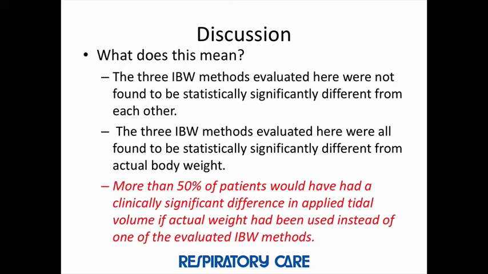But the first really important thing, as I mentioned earlier, is that in this cohort of only 58 subjects in one ICU, more than half of the patients would have had a clinically significant difference in applied tidal volume if actual weight had been used instead of ideal body weight. So again, more than half of patients would have had tidal volumes that were off by more than 10% if actual body weight had been used instead of ideal body weight. And it really does illustrate the importance of using ideal body weight in order to calculate your tidal volumes.